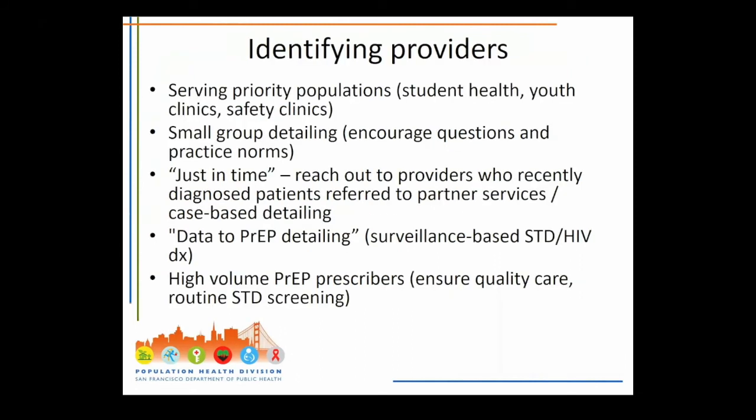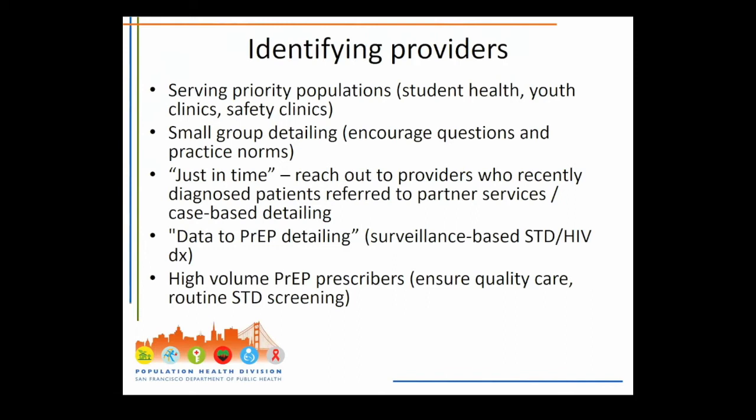So how do you identify the right providers for detailing? And Doug did a really nice job of summarizing all the different kinds of providers and what their potential responses could be to PrEP. We decided that we wanted to find providers that were serving our priority populations, and have been reaching out to places like student health, youth clinics, safety net clinics.